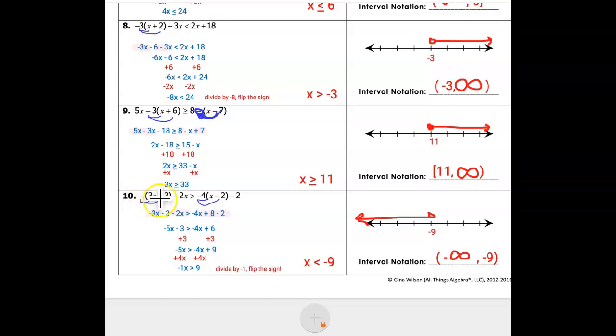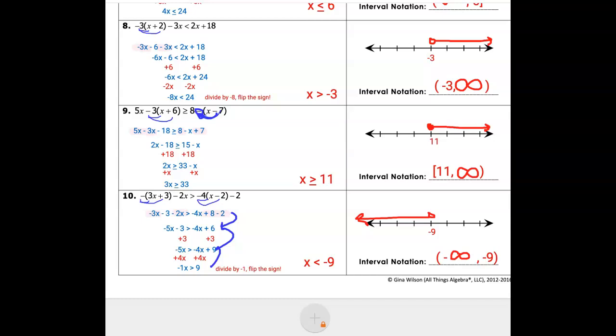And then same thing with number 10. Distribute the negative sign, that's where we get negative 3 and minus 3. Distribute the negative 4, and then again follow those same 3 steps. So combine our like terms, that's what we did from here to here. And then we move our numbers to the right, move our variables to the left, and finish solving. Again, because we're dividing by negative 1, we end up flipping the sign and we get x is less than negative 9. So that is how you solve multi-step inequalities.